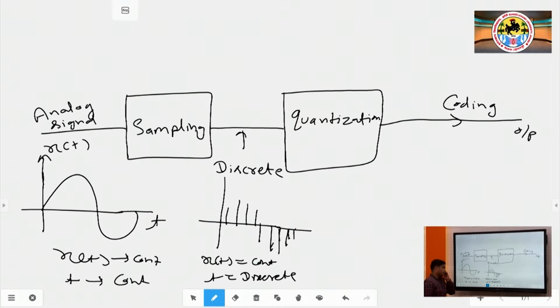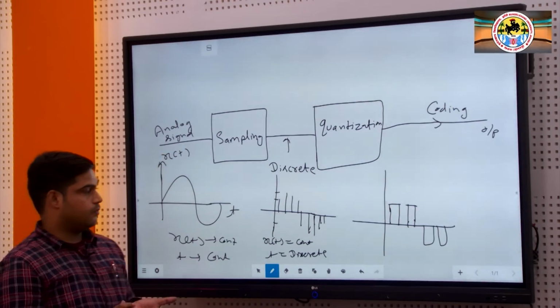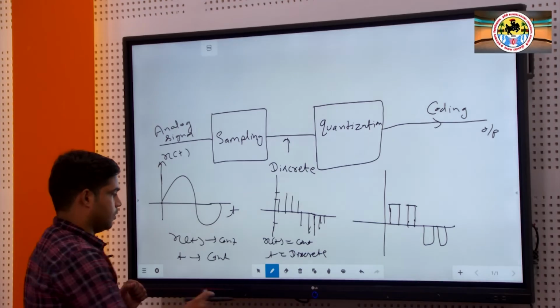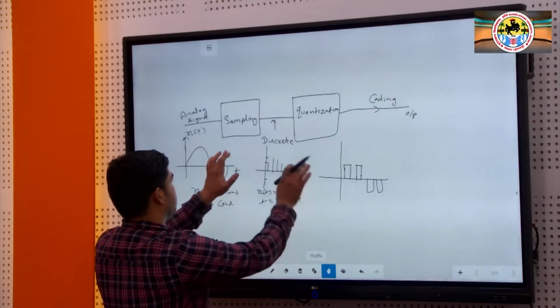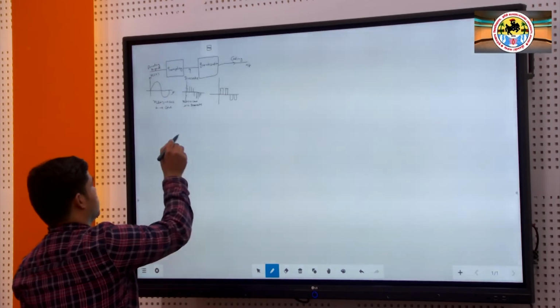After the sampling, we quantize the signal. In quantization, we fix the amplitude of the analog signal. Here we have many amplitude levels of the signal. So how can we fix the amplitude of the signal? Here we will discuss quantization.